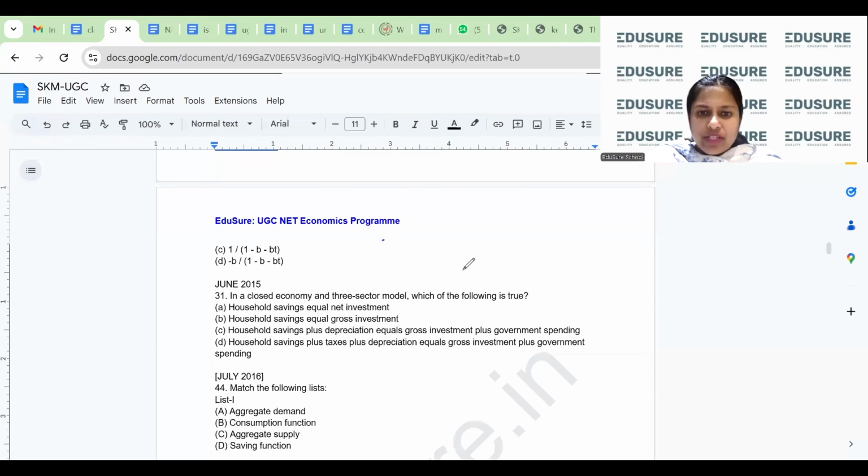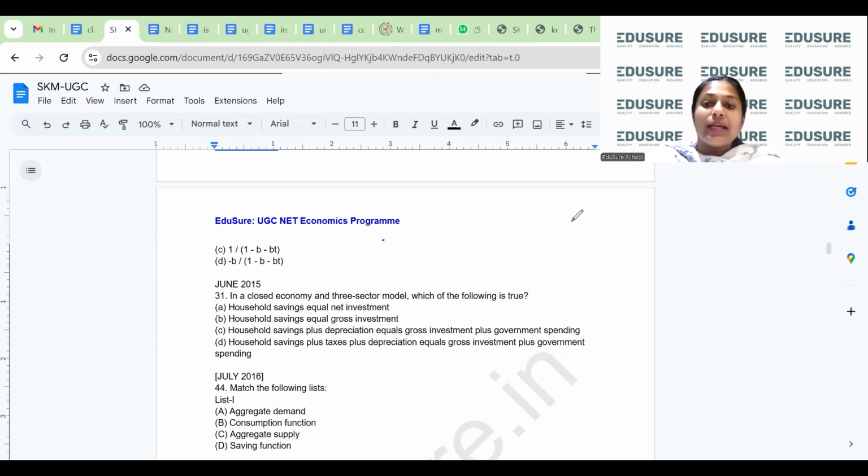2015, in a closed economy three-sector model, which of the following is true? Household savings equals net investment. Household savings equals gross investment. Household savings plus depreciation equals gross investment plus government spending. Household saving plus tax plus depreciation equals gross investment plus government spending.